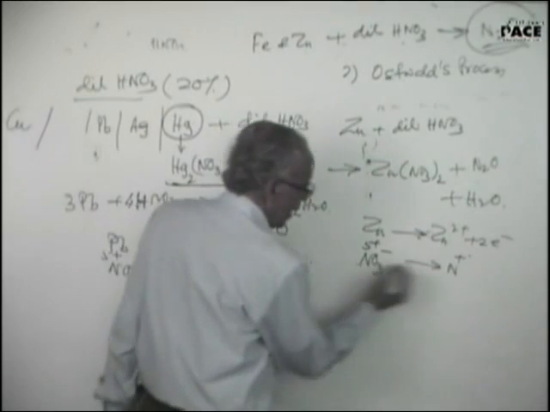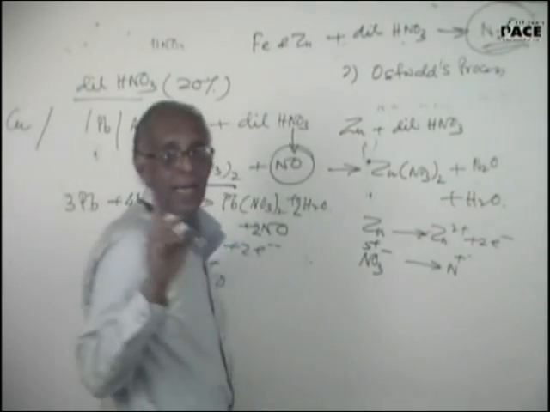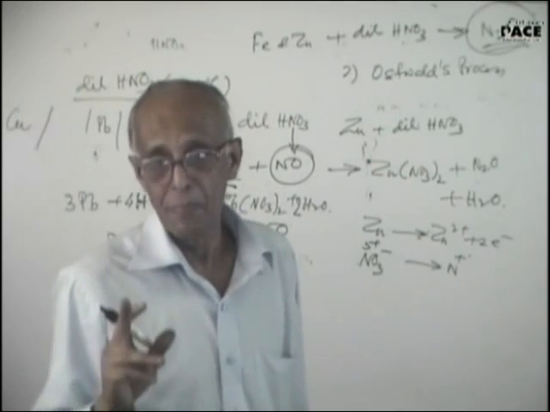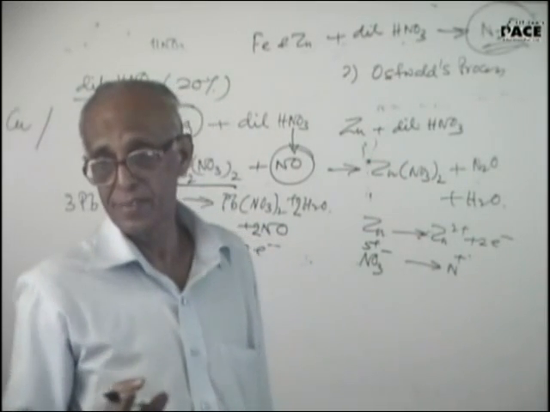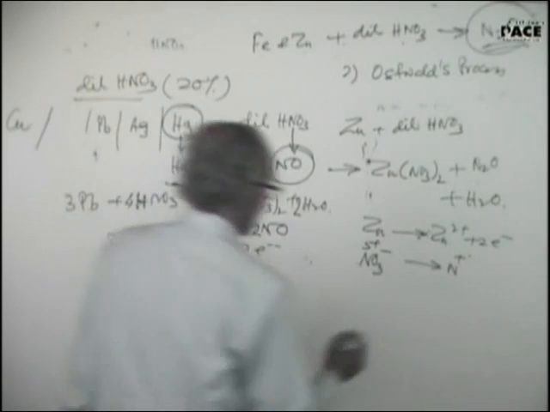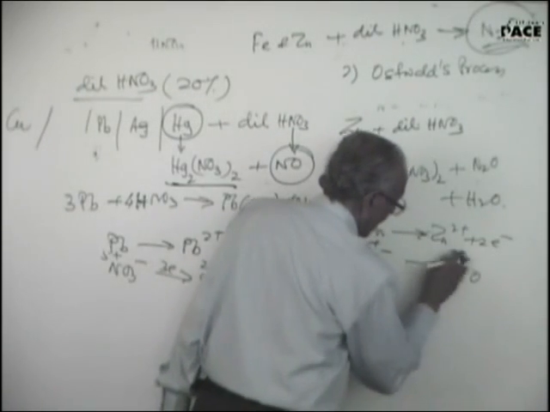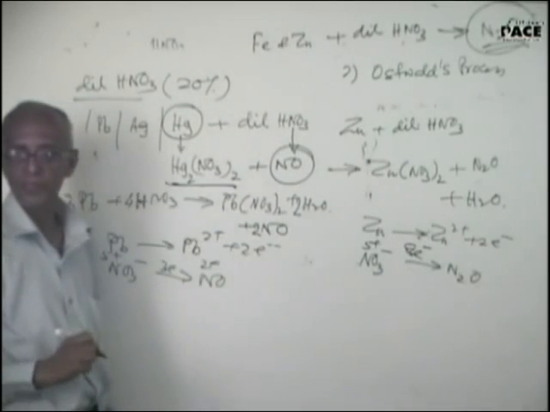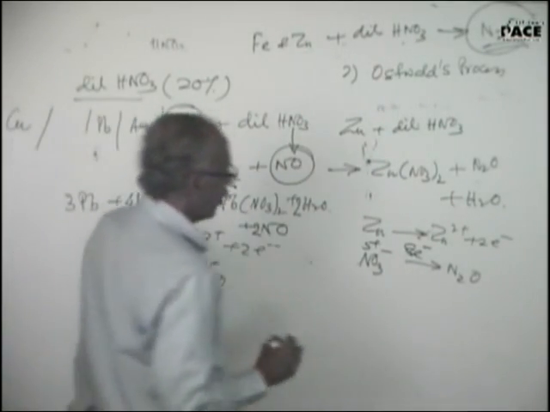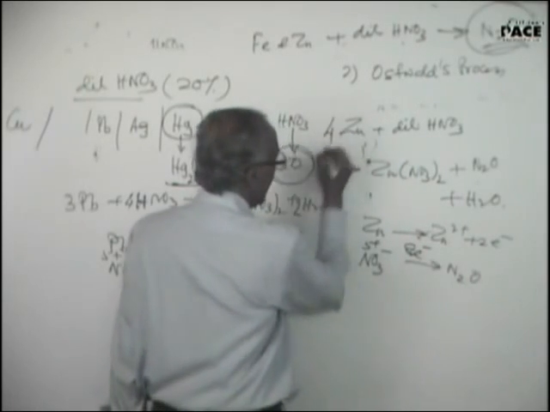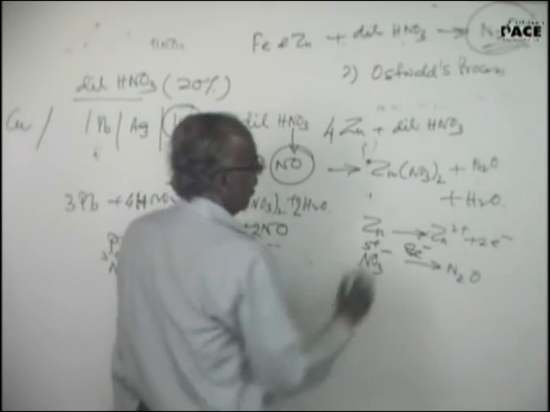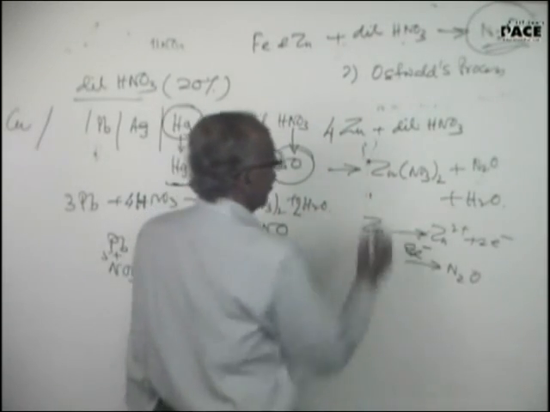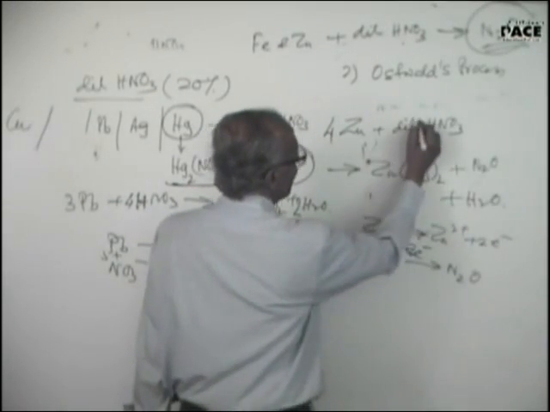N2 is an 8 electron change, because there are two nitrogen. So nitrate to nitrous oxide is an 8 electron change. So I require 4 moles of zinc for 4 changes to form N2O.